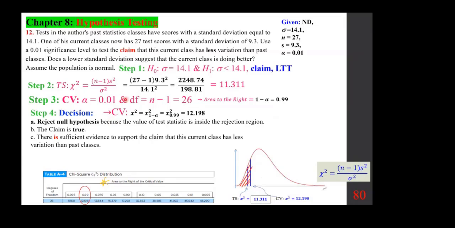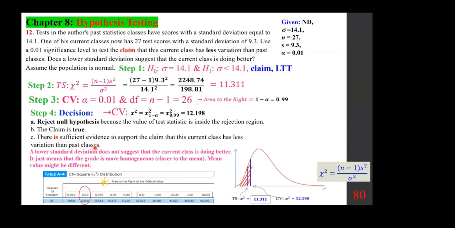If you are rejecting the null hypothesis, you're accepting H1, the claim becomes true, and you use the wording from the question. There is sufficient evidence to support the claim that this current class has less variation than past classes. However, less variation doesn't mean they are doing better. A lower standard deviation doesn't suggest that the current class is doing better. It just means that the grades are more homogeneous, closer to the mean. The mean value might be different, and that's important to understand.